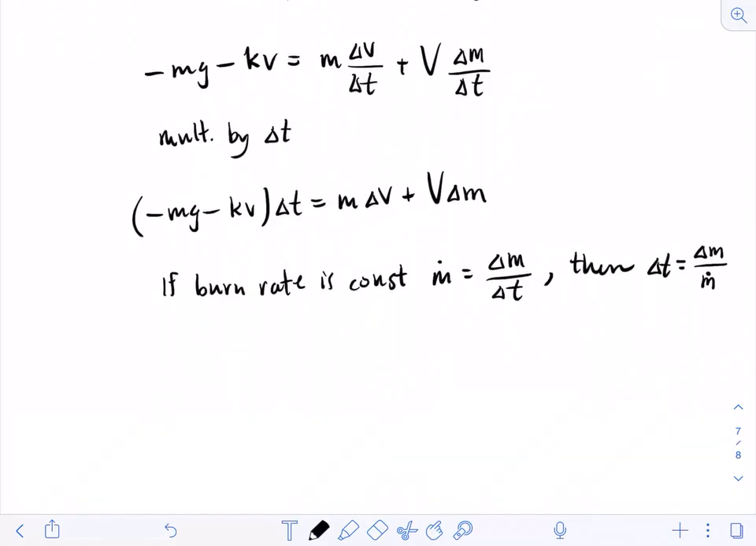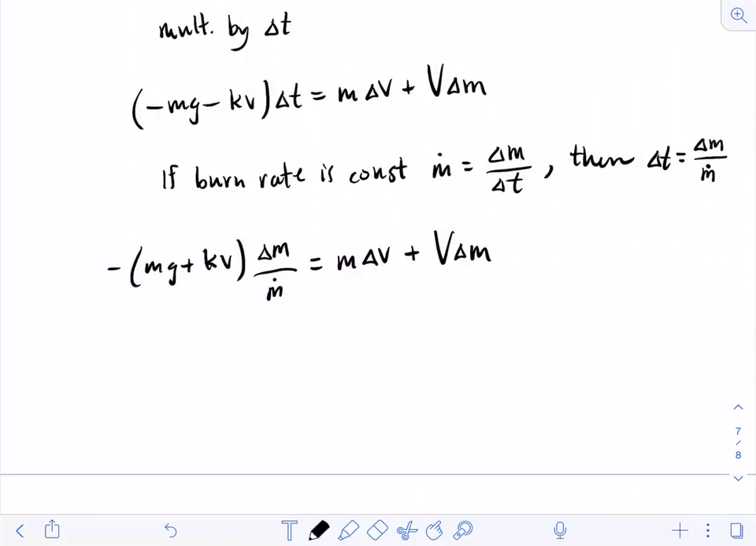All right, so let's do that. We would get minus mg plus kv, delta t is delta m over m dot, where m dot is going to be some constant. And so that equals m delta v plus v delta m.